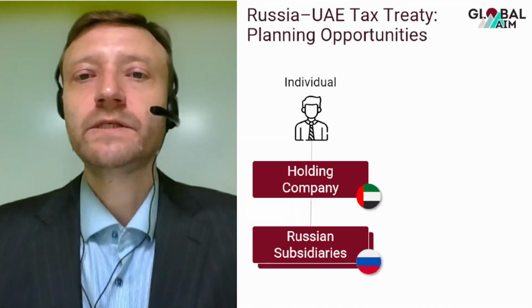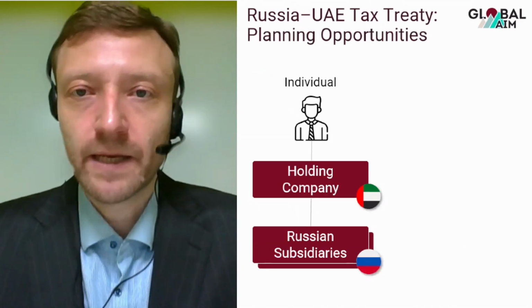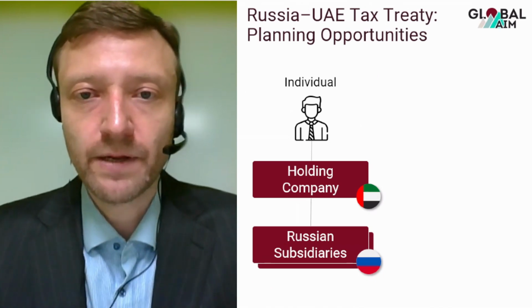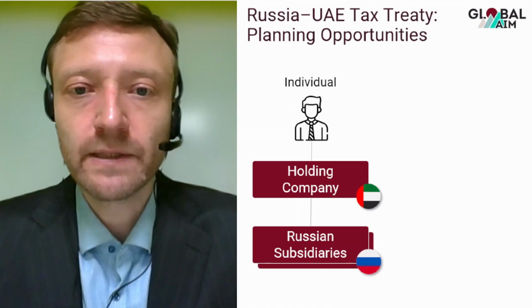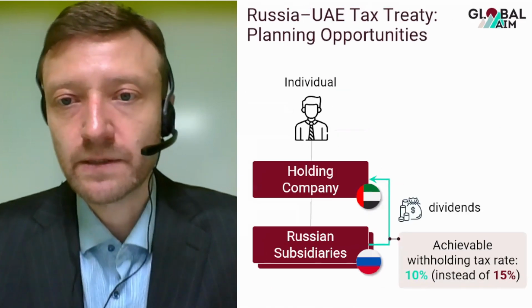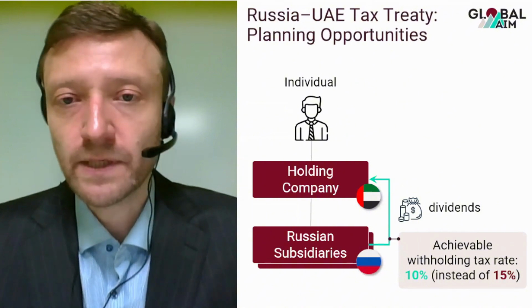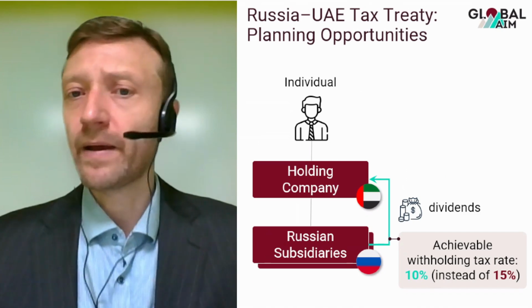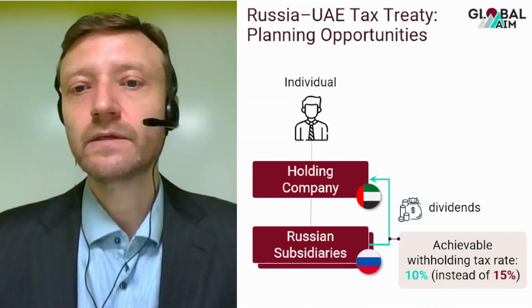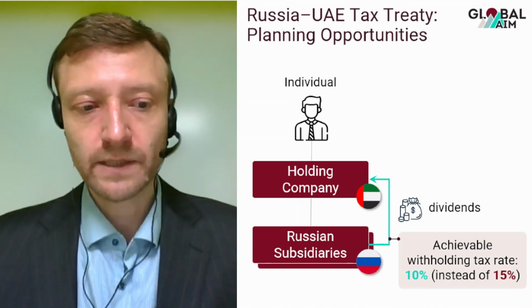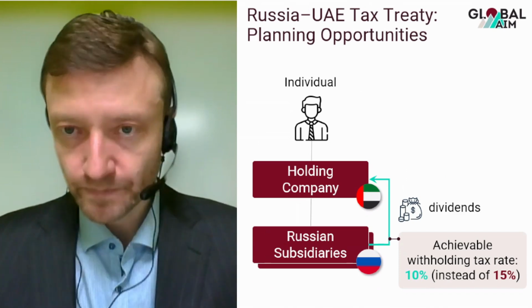So let's look at specific examples, planning opportunities, practical examples. As is shown on the slides, if there is a holding company in the United Arab Emirates that owns Russian subsidiaries, then dividends are going to be subject to reduced withholding tax rates. So whenever Russian subsidiaries of a holding company in the United Arab Emirates distribute dividends, it is possible to apply the reduced withholding tax rate of 10%, which is good.